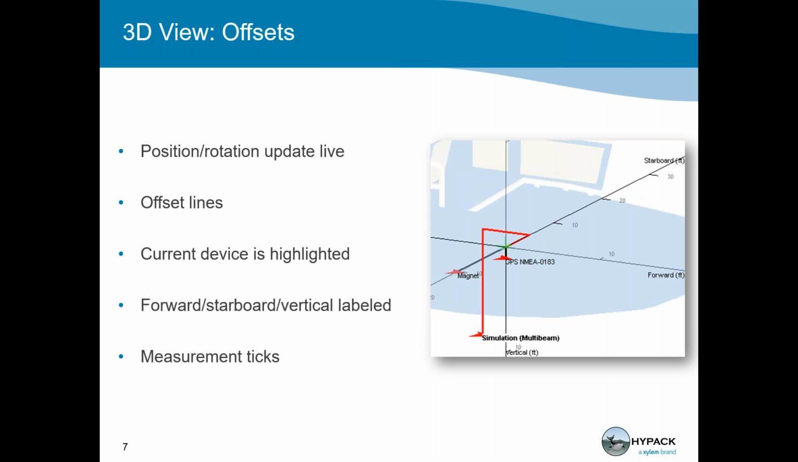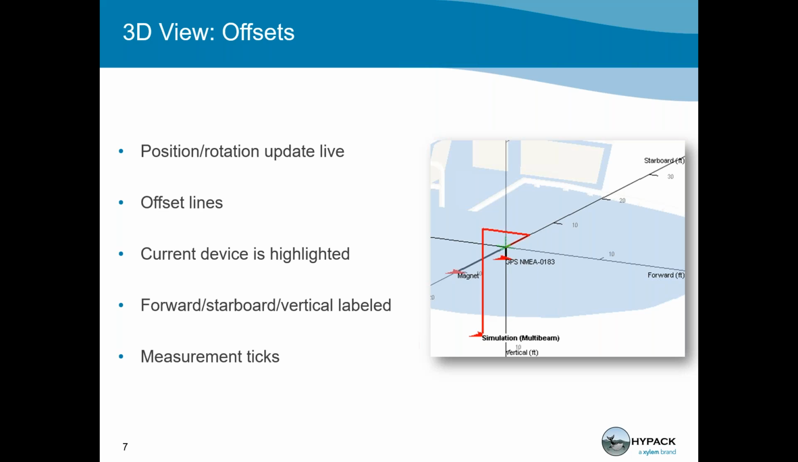So there's a few, the 3D view itself is a very clean and very clear display of your devices and their offsets. So to facilitate that and to sort of hold true to that, we have the positions and rotation will update live. So as you're typing in your offsets and rotations, you'll see your device moving in real time. It's a very quick and easy way to see if you've made any big mistakes.